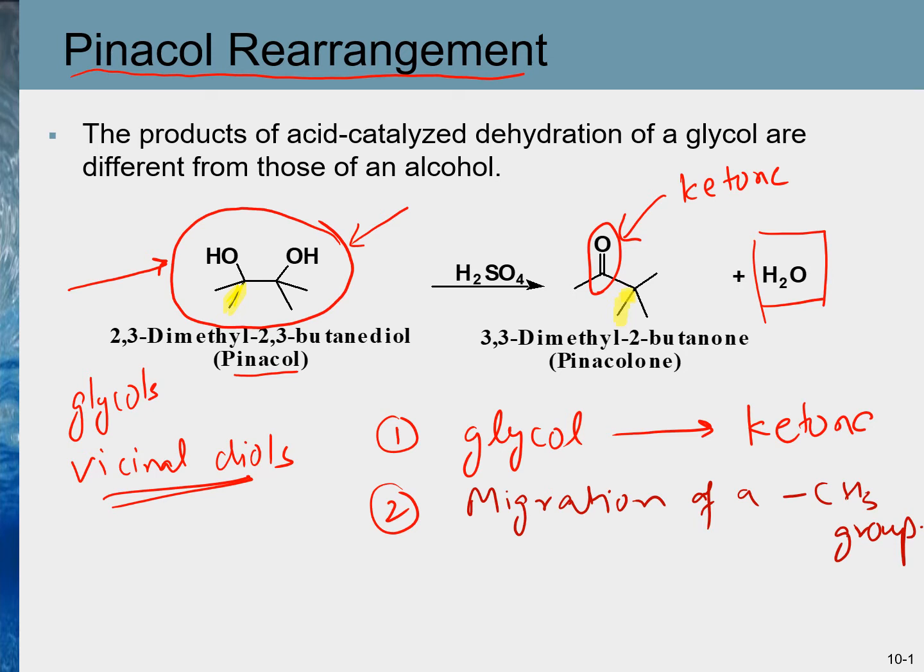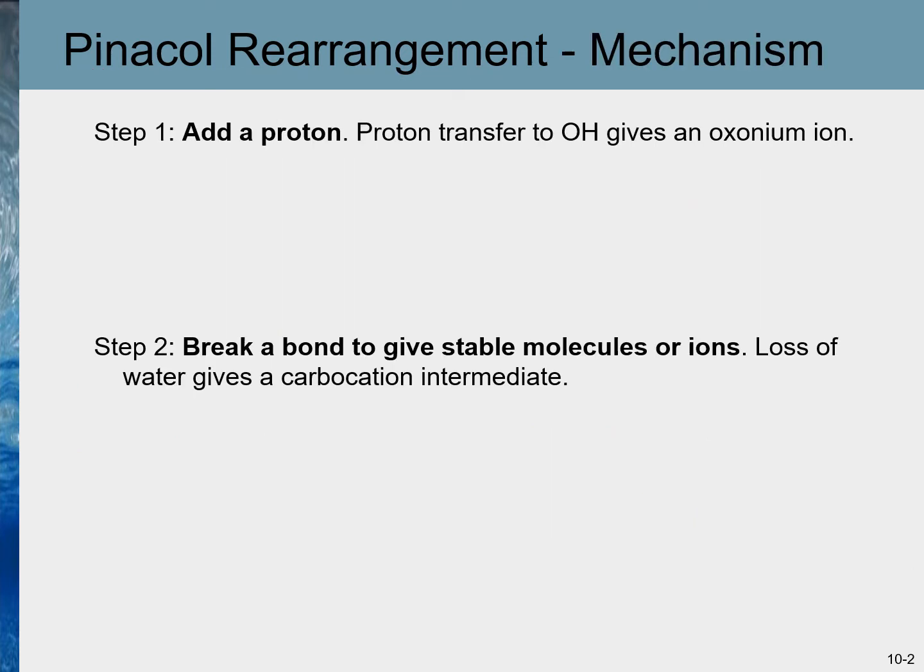We account for the conversion of pinacol to pinacolone by a four-step mechanism. Let's take a look at the mechanism and try to understand the progress of this reaction. This reaction is catalyzed by an acid, so the first step of this reaction mechanism is a transfer of a proton from the acid to the hydroxyl group, which converts the hydroxyl group to an oxonium ion. We know that an oxonium ion is a much better leaving group than a hydroxyl group.